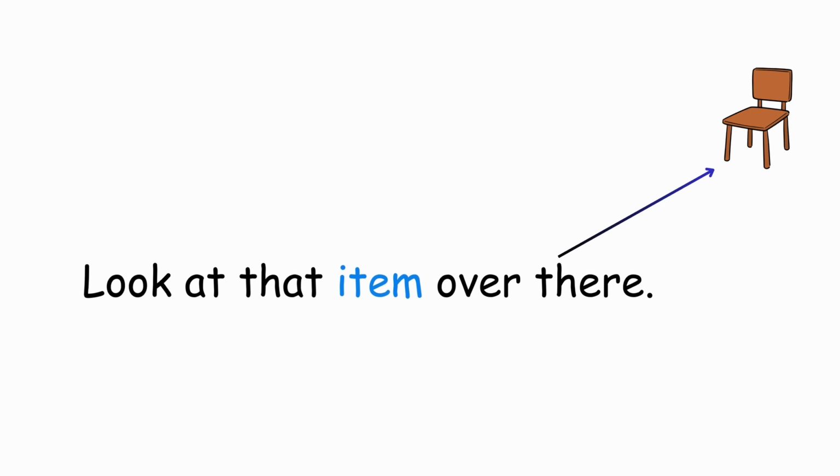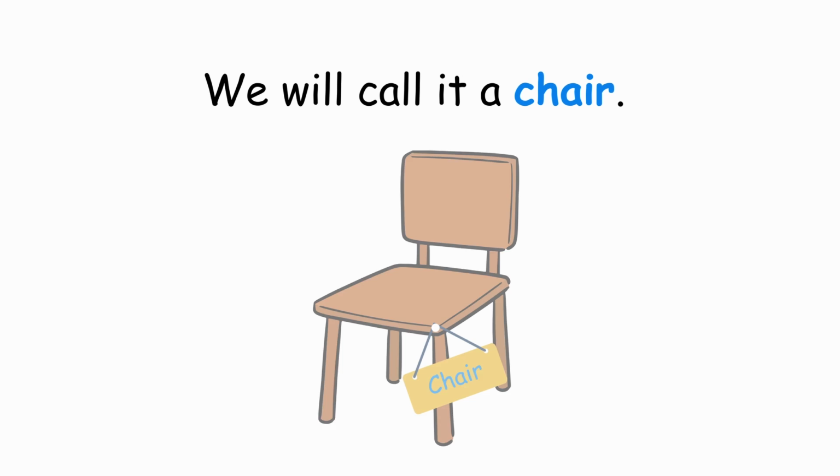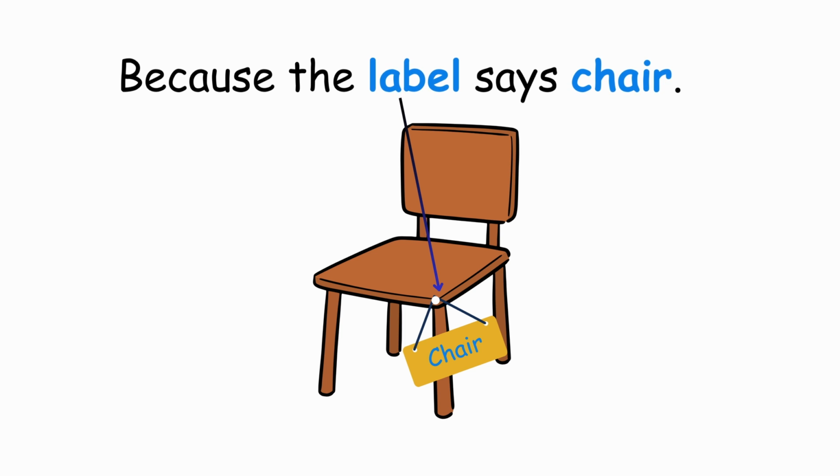So we're going to look at two nouns from the same word, audacity and audaciousness. And we're also going to look at the adjective audacious. Let's confirm what we know about nouns. Look at that item over there. Let's give it a label. We will call it a chair because the label says chair.